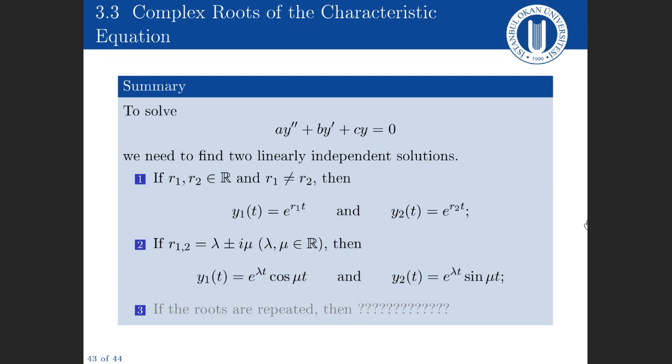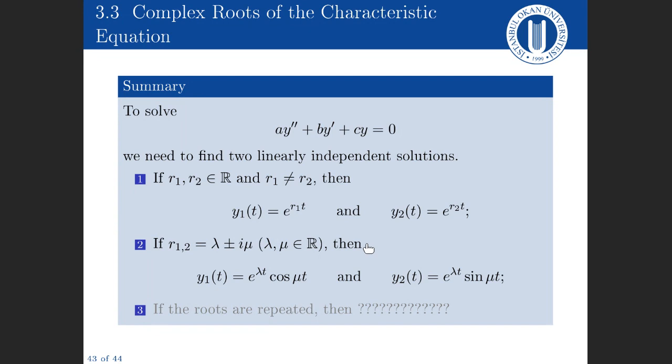So let's summarize what we've done today. If we want to solve a second order linear ordinary differential equation with constant coefficients, we need to find two linearly independent solutions. And then the general solution is a linear combination of these two solutions. For the first case, the case where the roots of the characteristic equation are different real numbers, then the two functions that we want are e to the power r1t and e to the power r2t.